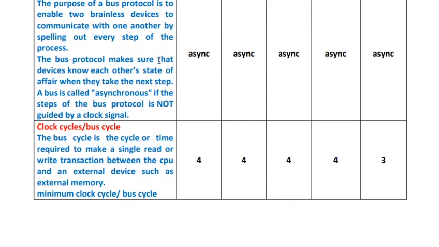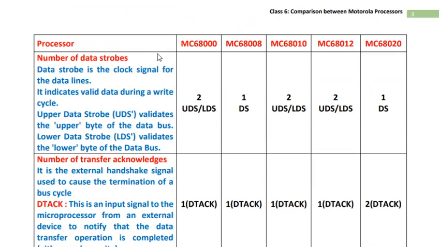Now clock cycles per bus cycle. MC68000, MC68008, MC68010, and MC68012 require 4 clock cycles per bus cycle, whereas MC68020 requires 3 clock cycles per bus cycle. Now likewise, number of data strobes. We have 2 in case of MC68000, 1 in case of MC68008, 2 in case of MC68010, 2 in case of MC68012, and 1 in case of MC68020.